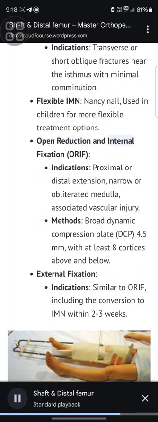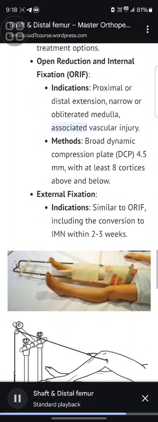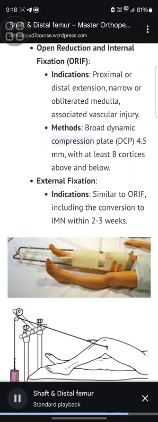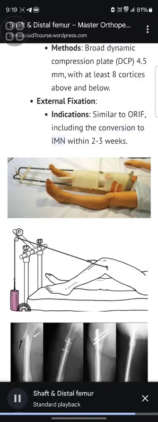Open reduction and internal fixation, ORIF. Indications: proximal or distal extension, narrow or obliterated medulla, associated vascular injury. Methods: broad dynamic compression plate, DCP, 4.5 mm, with at least 8 cortices above and below. External fixation. Indications: similar to ORIF, including the conversion to IMN within 2 to 3 weeks.